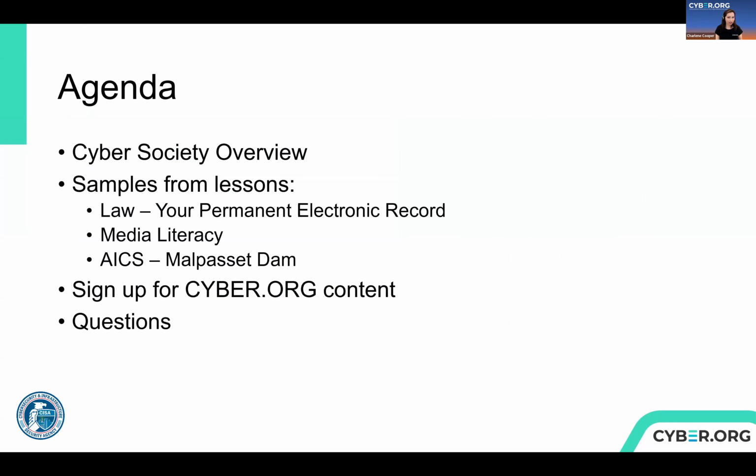So just very quickly, our agenda: we're going to do an overview of Cyber Society and then look at samples from two different lessons. We're going to look at a sample from our unit on law and your permanent electronic record. And that's the lesson where we're going to give you an opportunity to go into breakout rooms and look at some of the articles that are included with that lesson, read through them, and discuss them with other teachers.